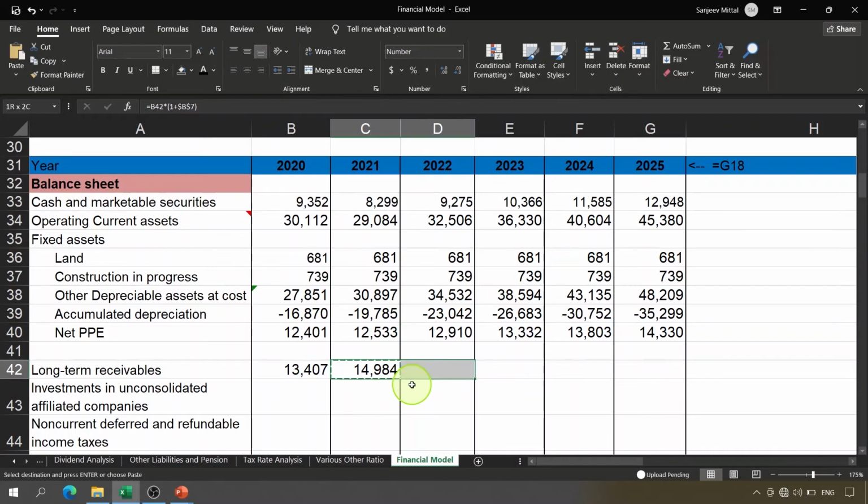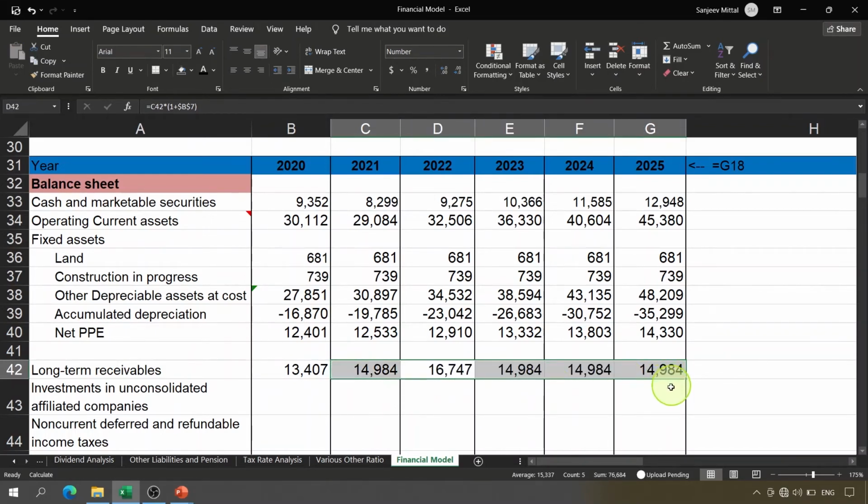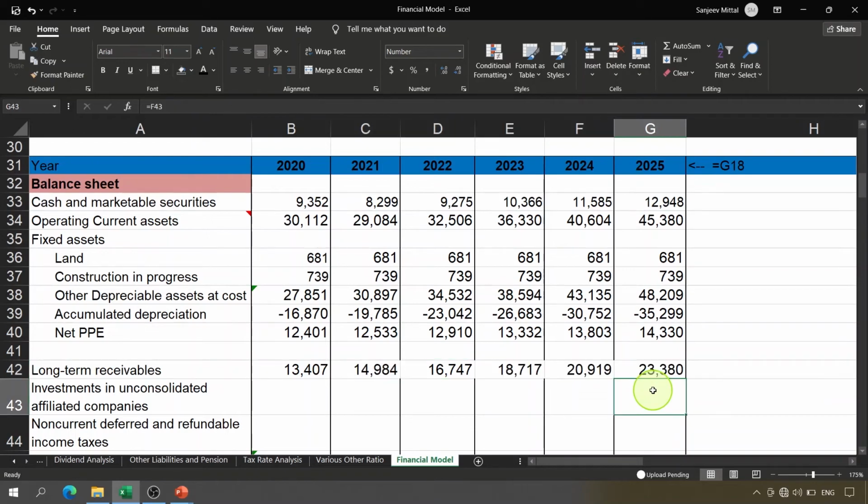If we copy these details and paste till the year 2025, we shall get all our final numbers, which you can see have been updated now. For the year 2025, it's 23,380 as long-term receivables inside our balance sheet.